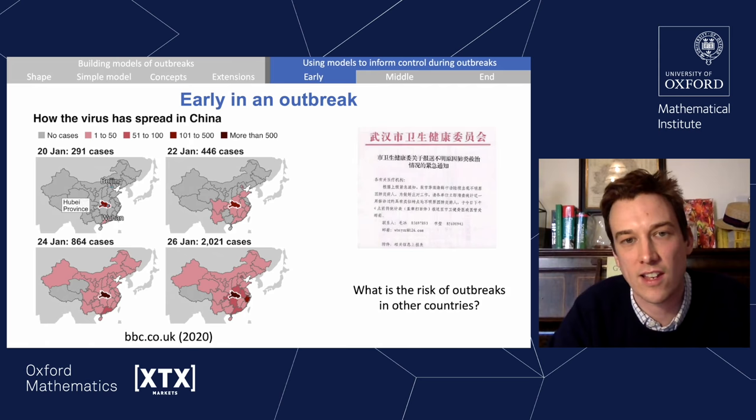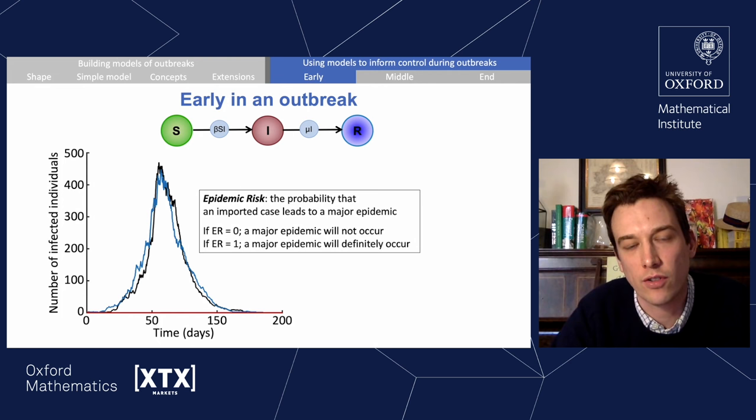And again, models can be very useful to explore questions like that. So again, this particular graph is not specifically for COVID-19, but it demonstrates a key epidemiological principle. And that key epidemiological principle is that of the epidemic risk. So the epidemic risk, so what is that? That means every time you get an imported case, it's simply the risk that that imported case in a new location generates a large outbreak there. So do they start chains of transmission that lead on to a large outbreak?